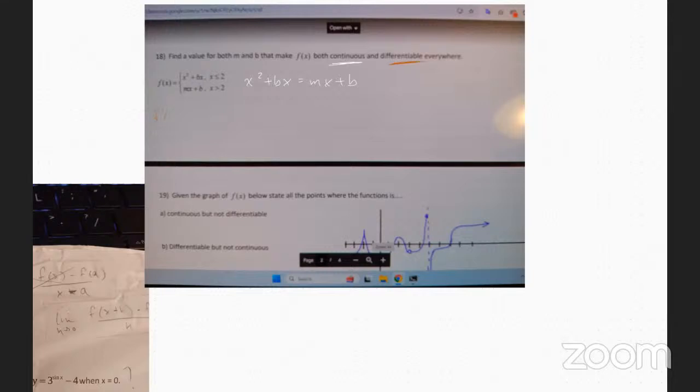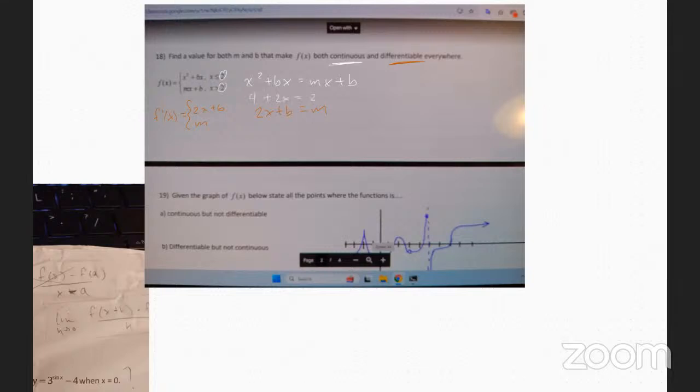And so those have to be equal. 2x plus b has to be equal to m. So now I have a system of equations, and I can just solve the system of equations by... I'm sorry, I did that wrong. This is at 2. So I'm going to plug in 2 for all of these. So 4 plus 2x equals 2m plus b, right? They have to be equal.